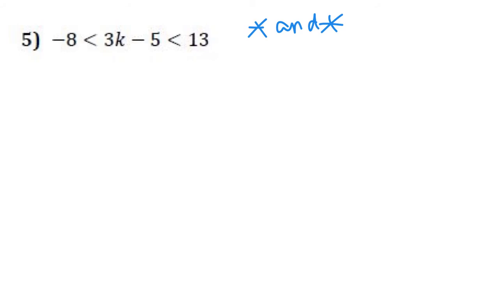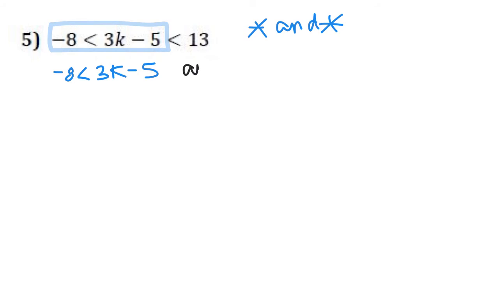Let me pull out my highlighter here. So this is going to be my first inequality. We are going to solve what happens when -8 is less than 3k minus 5. Okay, and the second inequality we are going to solve, let me highlight here. We want to find when 3k minus 5 is less than 13.